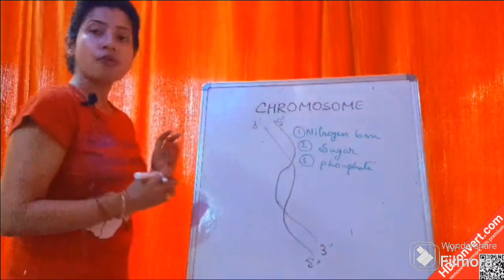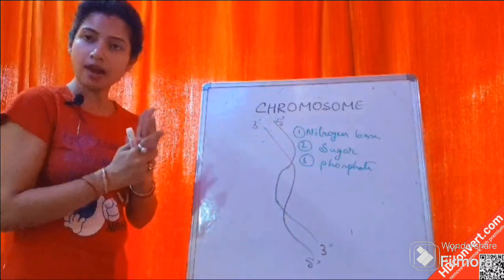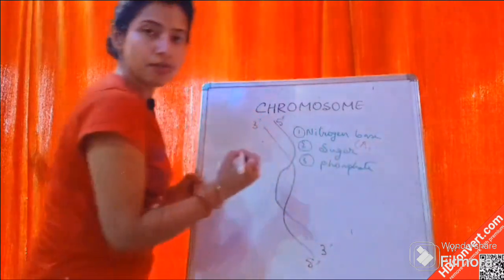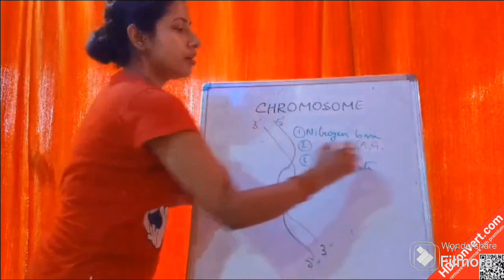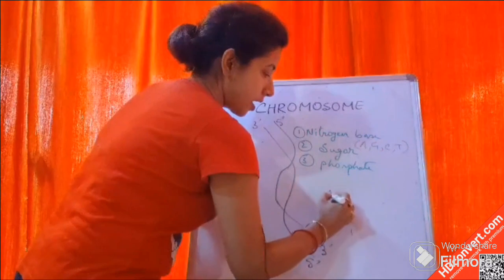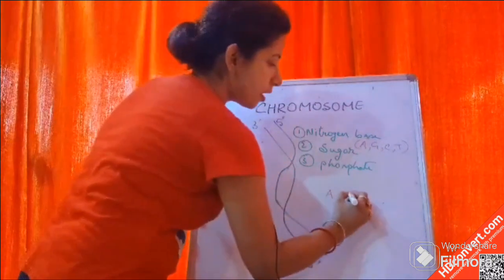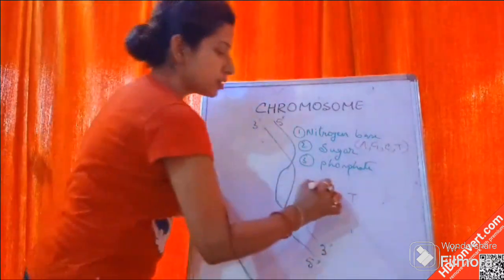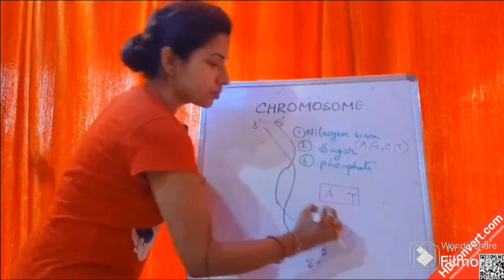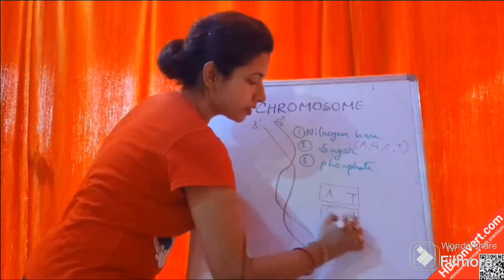Nitrogen base, there are 4 types of nitrogen base, namely adenine, guanine, cytosine and thymine. I am writing here: A stands for adenine, G stands for guanine, C stands for cytosine and T for thymine. Adenine is a nitrogen base which always pairs with thymine. So, it is a nitrogen base pair. Similarly, guanine is the nitrogen base which always pairs with cytosine. So, it is another nitrogen base pair.